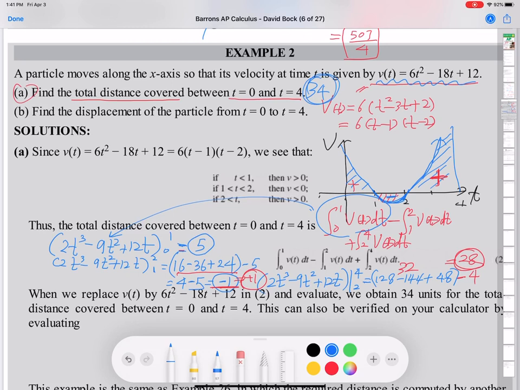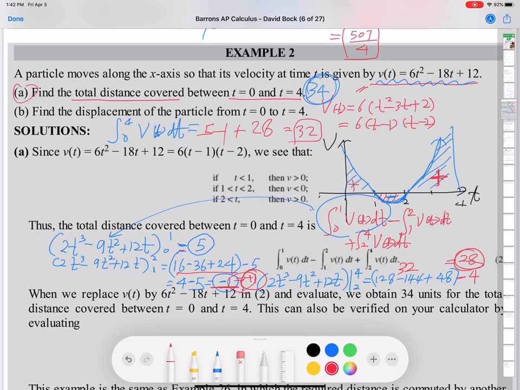What about displacement? For the displacement, you just find the integral from 0 to 4 of v(t) dt. That's it. It automatically calculates plus and minus. But we already know the numbers, right? There is 5. There was negative 1, right? Don't change negative 1 to positive 1, and then 28. So it is 32. The displacement is 32.